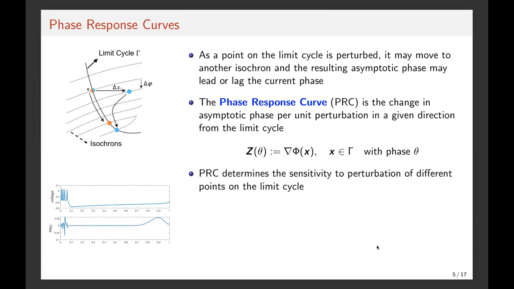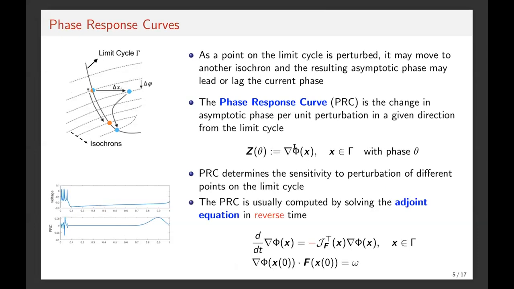And there is another way to compute the phase response curve. It's just computing the gradient of the phase map, and it's called the adjoint equation. The phase response curve is in fact the solution of this adjoint equation, which is not stable because it has a minus Jacobian of F, and we know that the Jacobian of F has negative real part eigenvalues, because F is a stable system. So this is unstable, and we need to solve this equation in reverse time to get the phase response curve. And here are some conditions for the initial condition of the phase response curve.